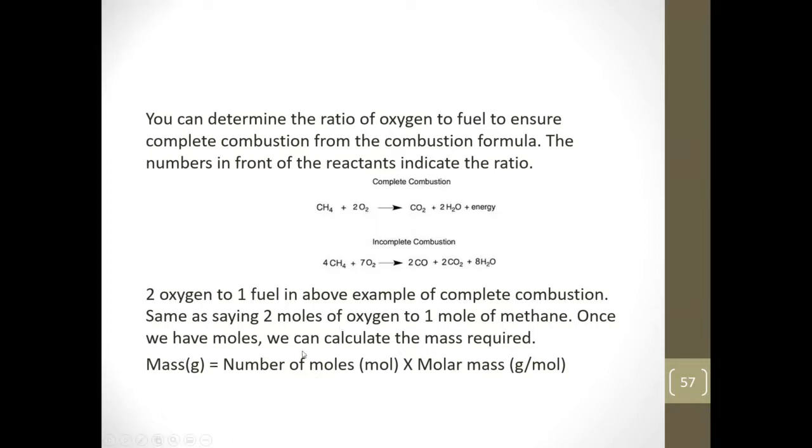So the mass, again, is equal to the number of moles times the molar mass for that particular element here. So methane is 12.01 plus 4.04, so about 16 grams per mole. Oxygen, as a gas, is 2 times 16 or 32 grams per mole. And we got two of them. So we're going to say that 16 grams of methane and 64 grams of oxygen will burn and give us CO2.